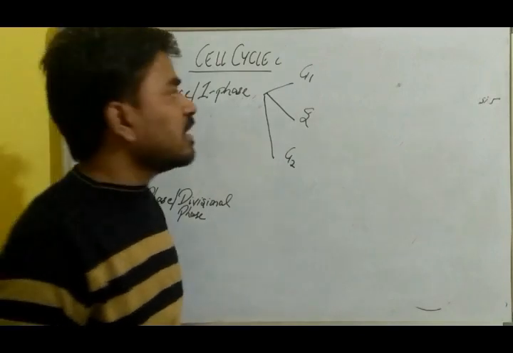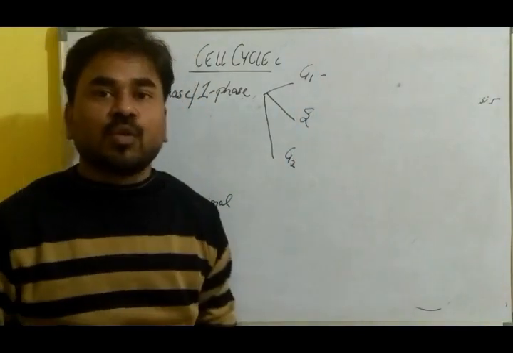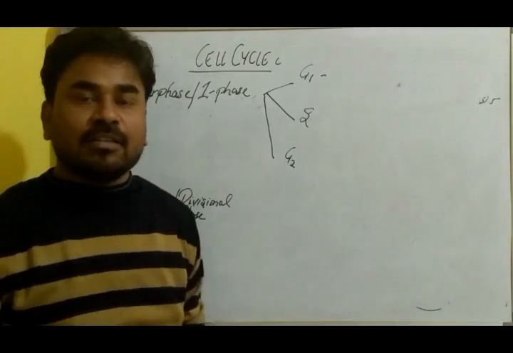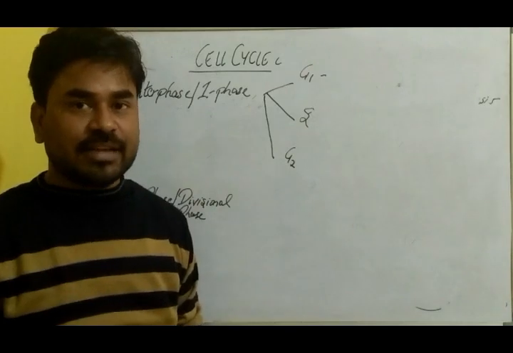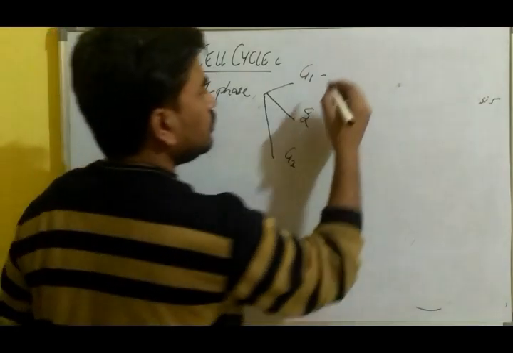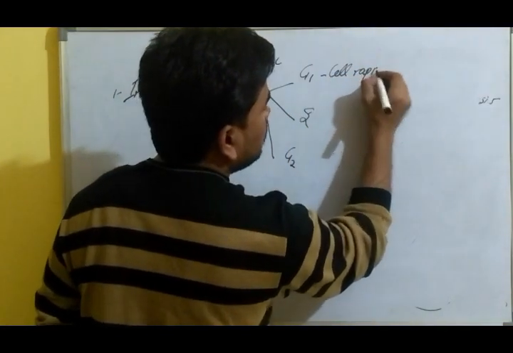In the G1 phase, the cell grows very rapidly, and there is also protein synthesis and RNA synthesis, and enzymes are also synthesized in this phase for DNA replication.